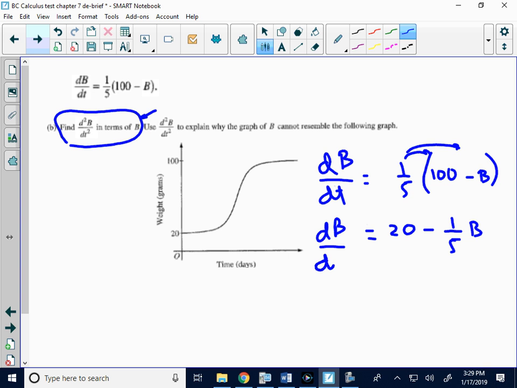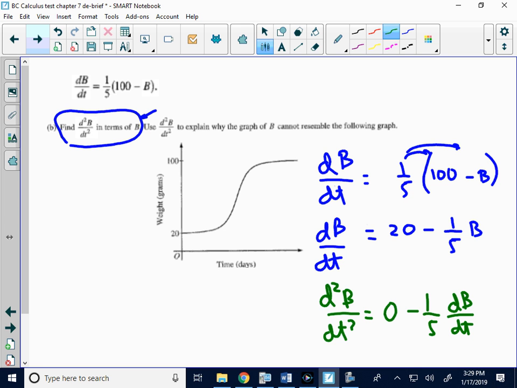To get the second derivative, you just take the derivative of the first derivative. So the second derivative now is going to be the derivative of 20, which is 0, minus 1/5, and the derivative of b is dB/dt. So we have the second derivative, but it's supposed to be in terms of b, which means we've got to get rid of this thing. Well, do we know what that is? Sure enough, we do. It's this.